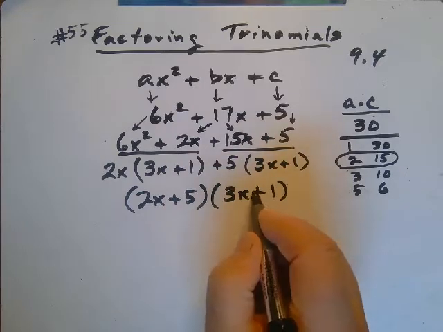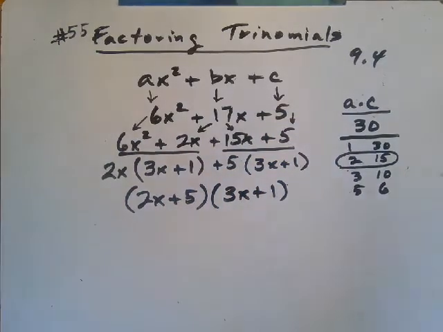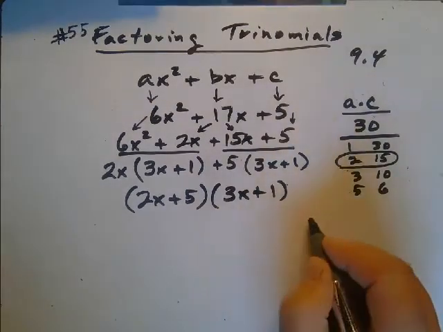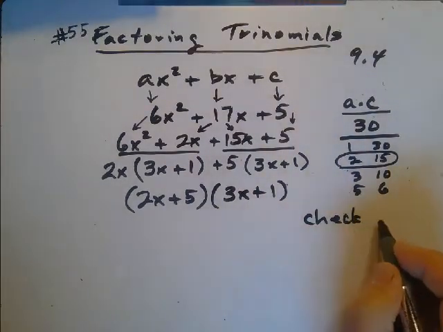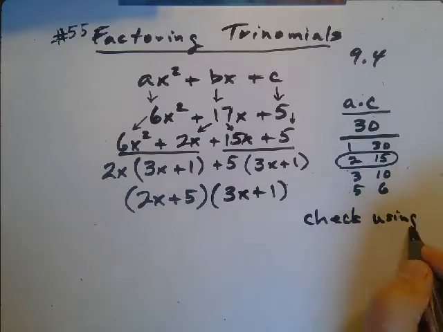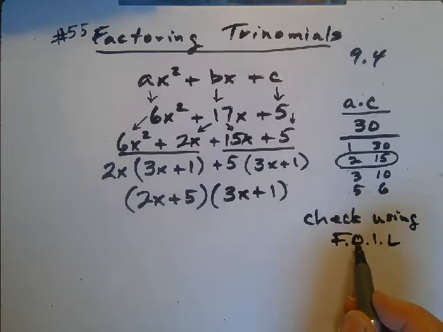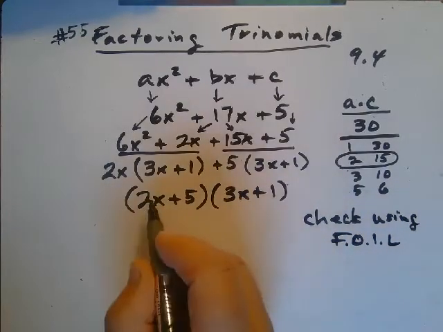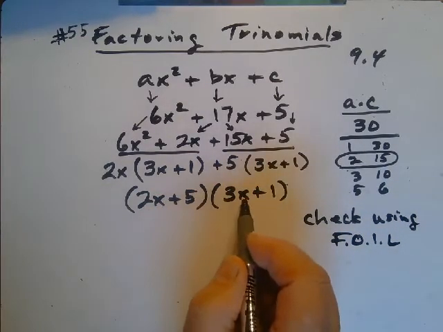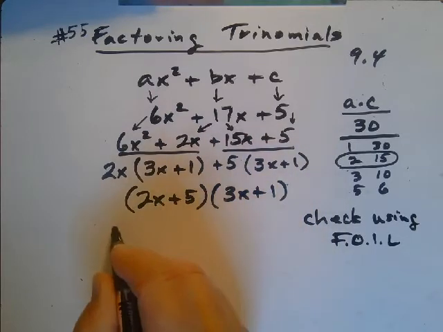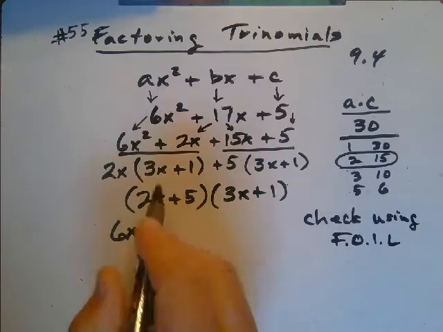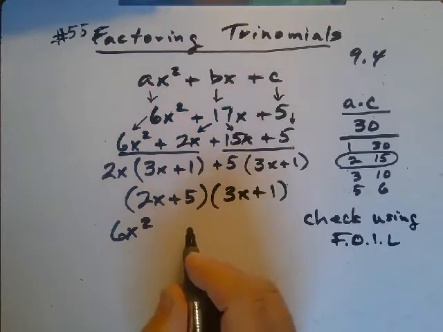Now, I haven't usually been checking these, but I'm going to check this one just to point out to you that we can always check using FOIL. Okay, we're going to FOIL this. FOIL stands for first, outer, inner, and last. Okay, 2x times 3x is my first terms. 2x and 3x is 6x squared. That's right. That's what we had at the original.